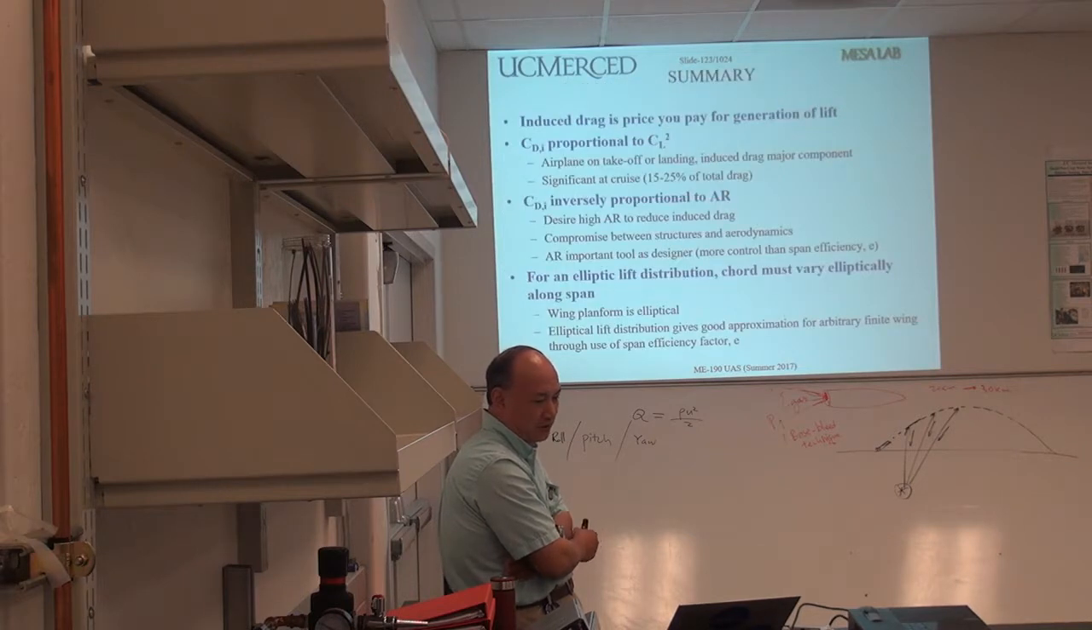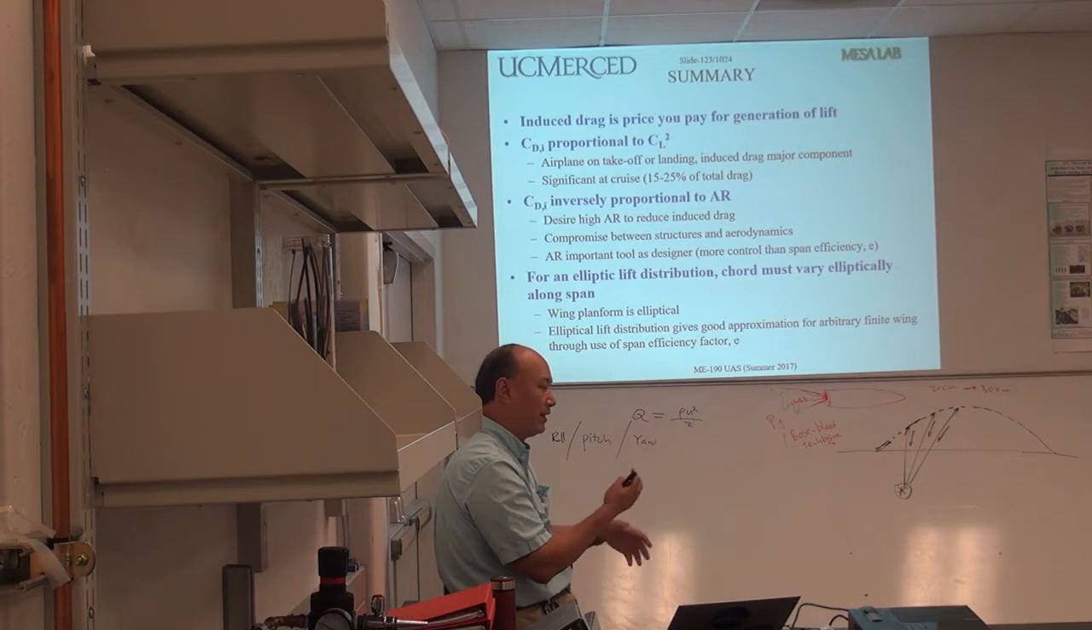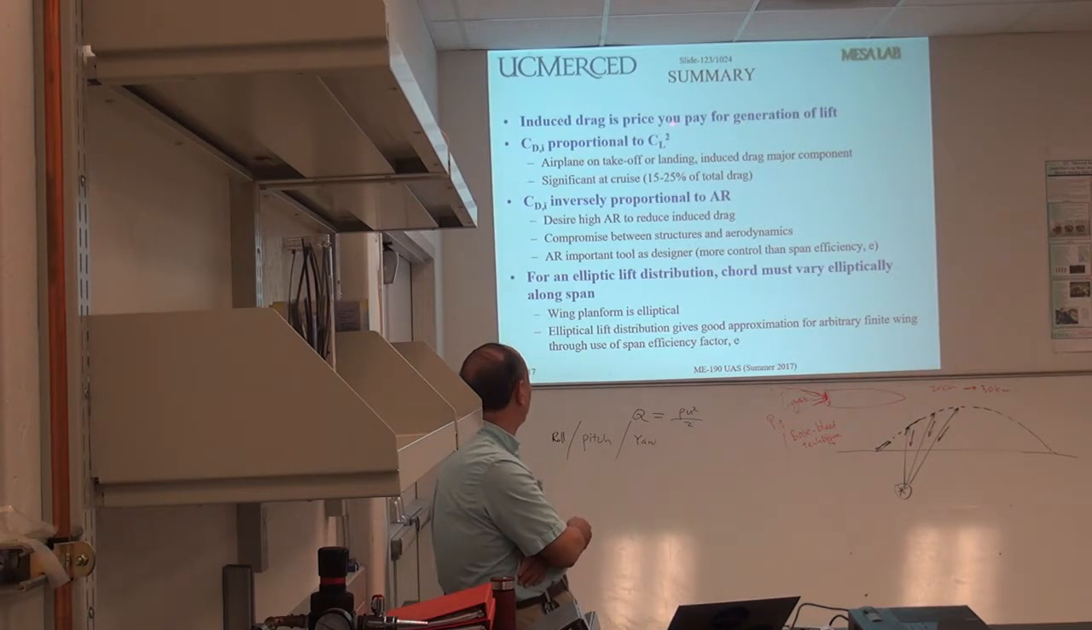In summary, induced drag is a price you pay for the generation of lift. This is always true. If you have large lift, you pay the drag. This drag is proportional to the lift coefficient squared and inversely proportional to aspect ratio. So a high aspect ratio is desired to reduce induced drag.